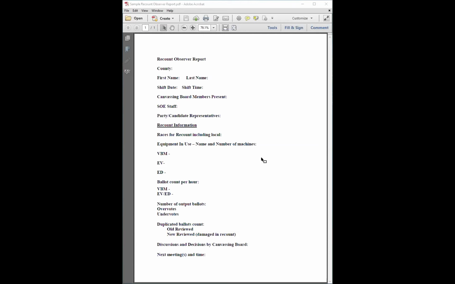We'll want you to record the various discussions and decisions made by the canvassing board. Again, it takes 3 members, the full complement, to make a decision. And because this is a very fluid situation, the next meeting and time would be nice to know because they may need to expand or contract their timeline in order to meet the deadline.